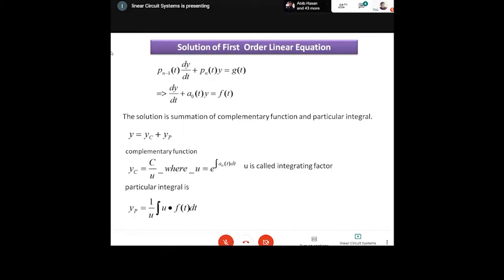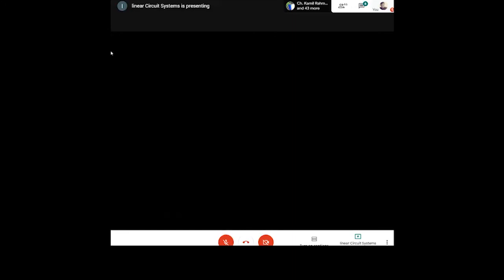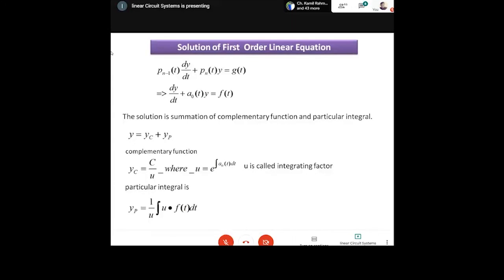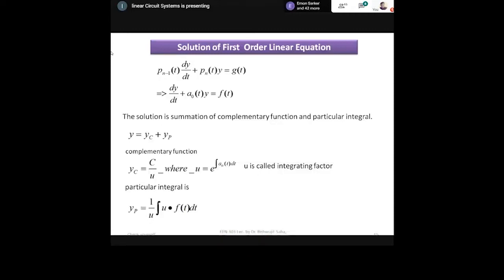Sir, here a0 is equal to Pn of t divided by Pn minus 1 of t, right? This is not a multiplication, this is a function of t. Oh, function of t, sir. Yes, exactly.